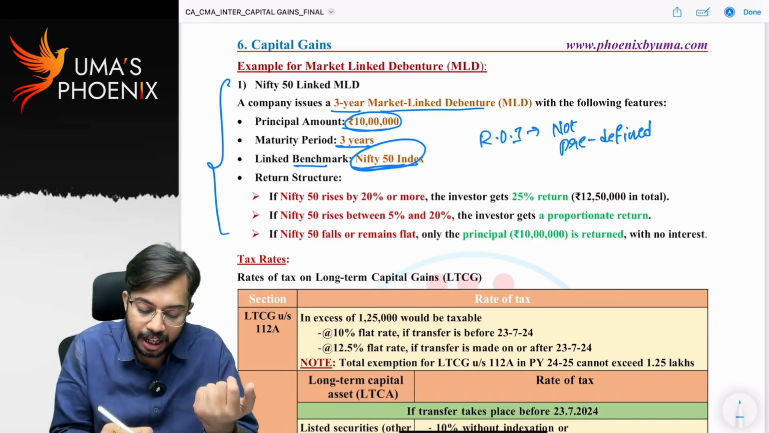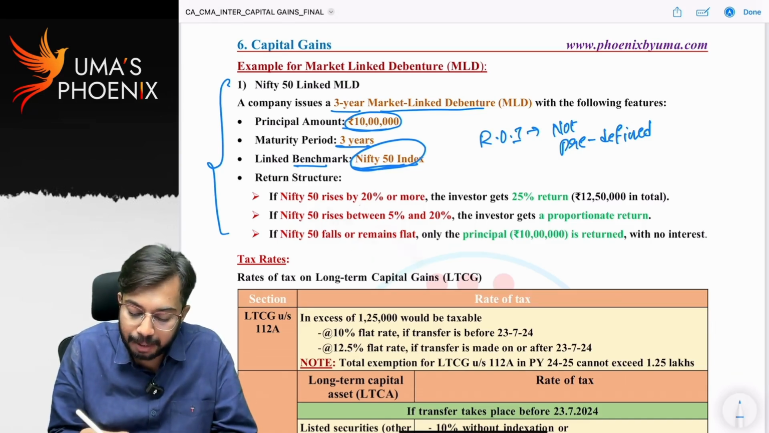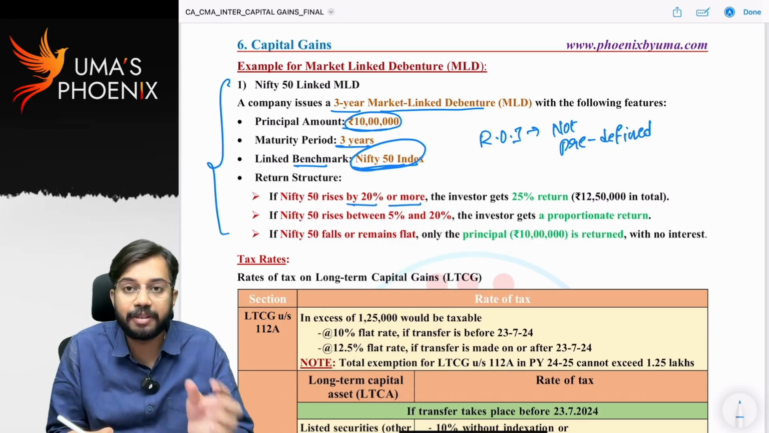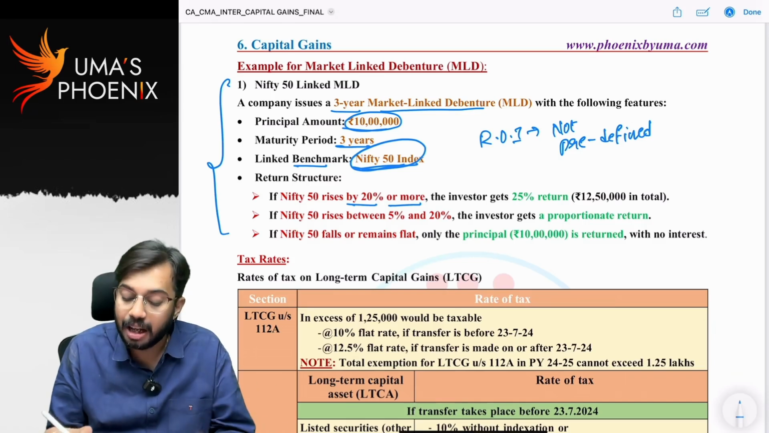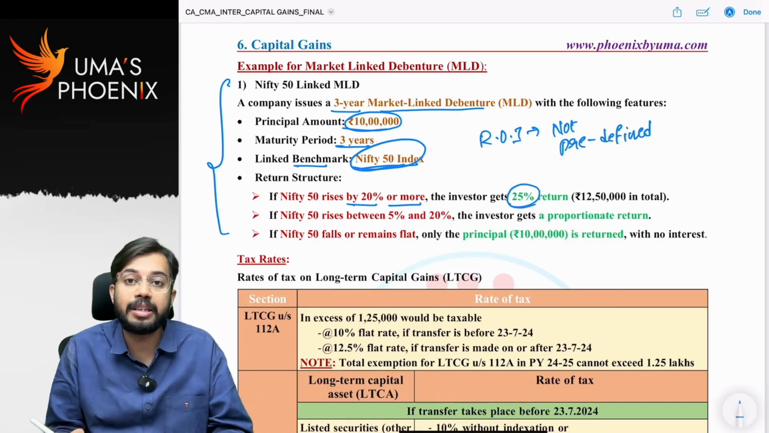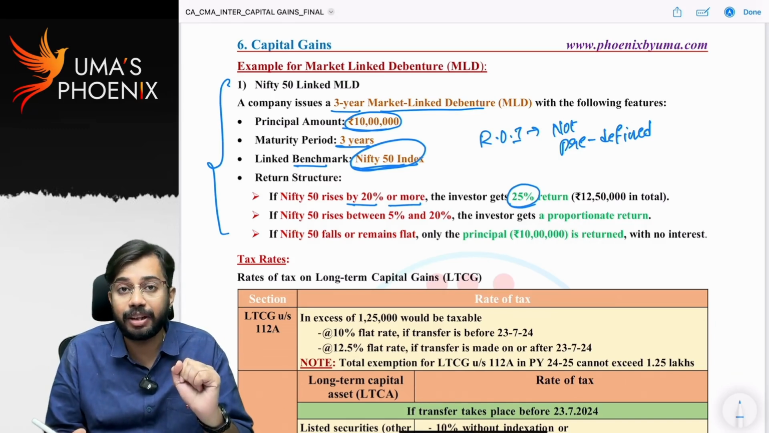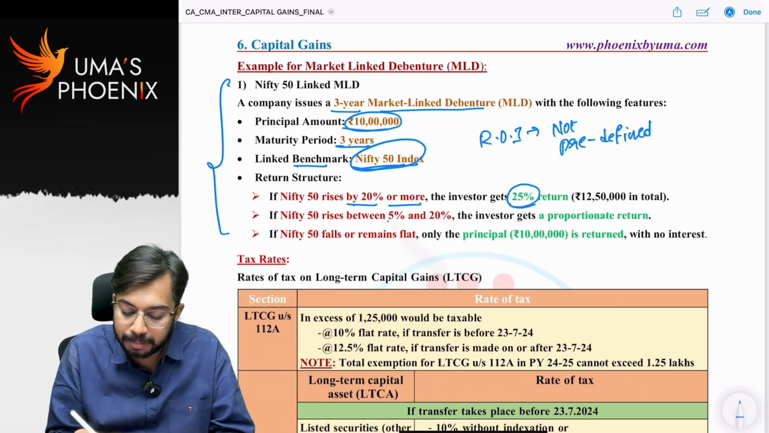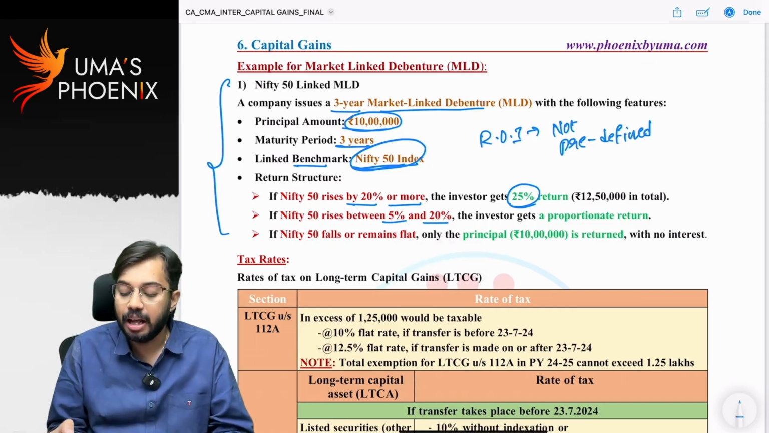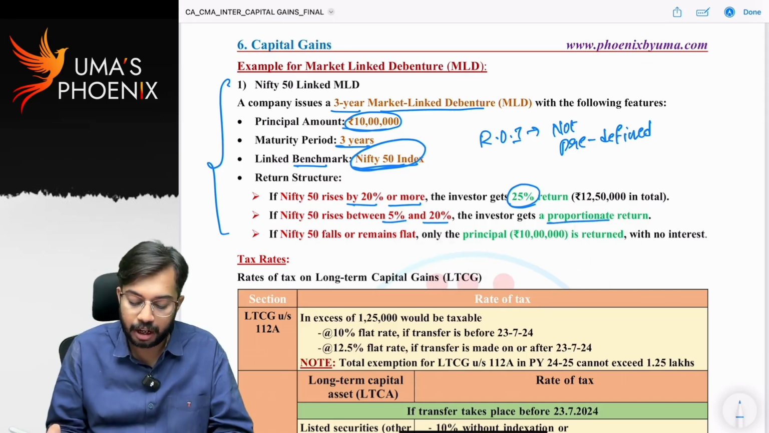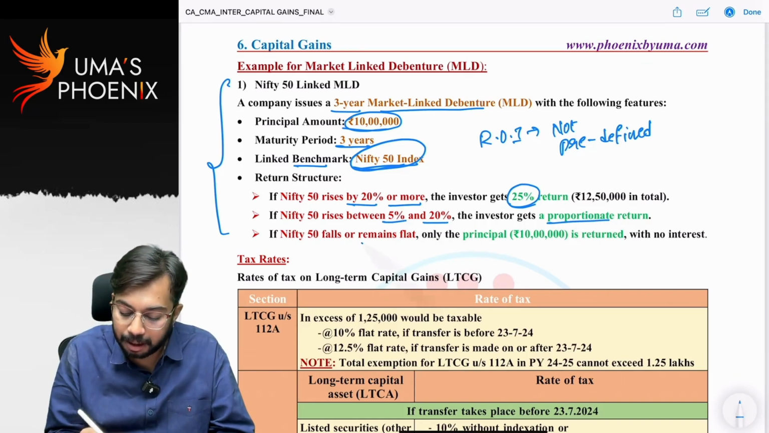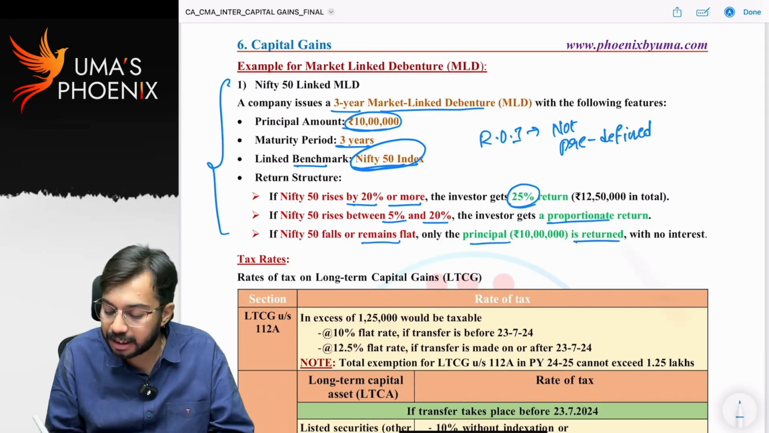Okay, so here see return structure. If Nifty rises by 20% or more, that means if Nifty value increases by 20% or more, then investor will get 25% return. I invested 10 lakhs, right? After 3 years I will get 12 lakh 50,000. If Nifty 50 rises between 5% and 20%, then investor gets a proportionate return. If Nifty 50 falls or remains flat, only principal amount is returned.